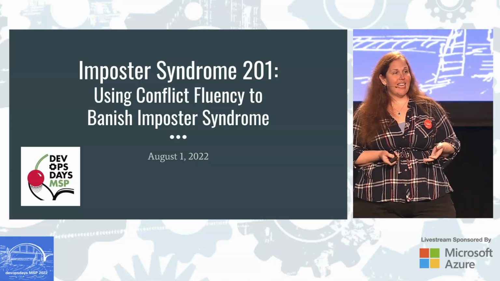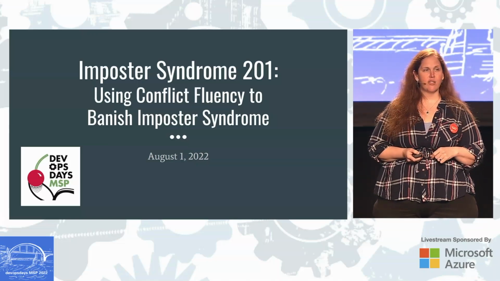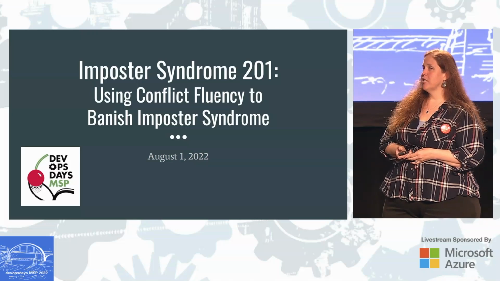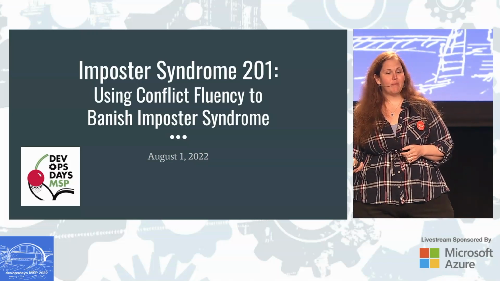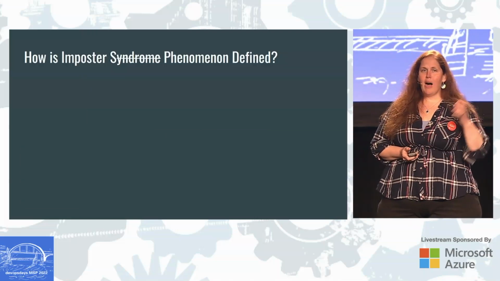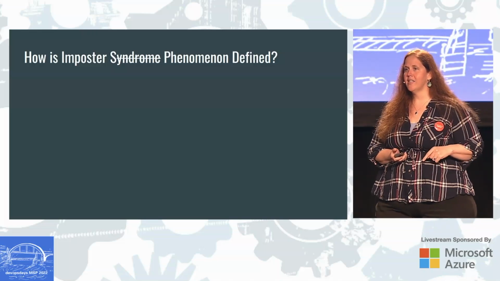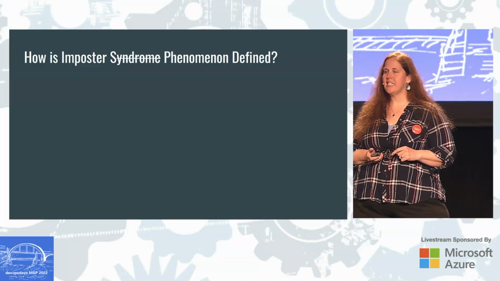So what I hope to do today is to talk about getting to a core definition of imposter syndrome, which I think has been misunderstood, mislabeled, misused quite a bit, and also how conflict fluency can help. So I'll read this slide here. It says, how is imposter syndrome defined? But the word syndrome is crossed out, and the word phenomenon is there.